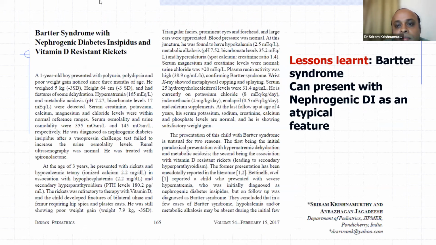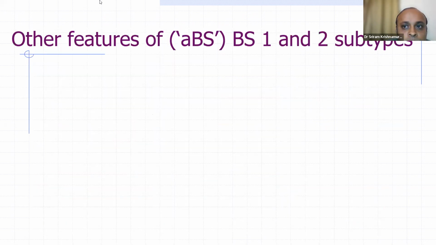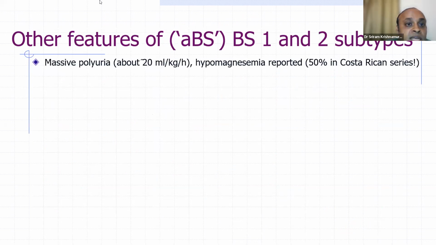And the lesson that we learned is that Bartter syndrome can present with a nephrogenic DI as an atypical feature. The symptomatology may evolve later. So what are the other phenotypes? This is actually a Bartter syndrome type 1. And let us see the other features of Bartter syndrome 1 and 2 that are reported. Massive polyuria has been reported in literature sometimes to the extent of 20 ml per kg per hour. And although we say, like I said earlier, that there is a loop phenotype and there is a DCT phenotype.